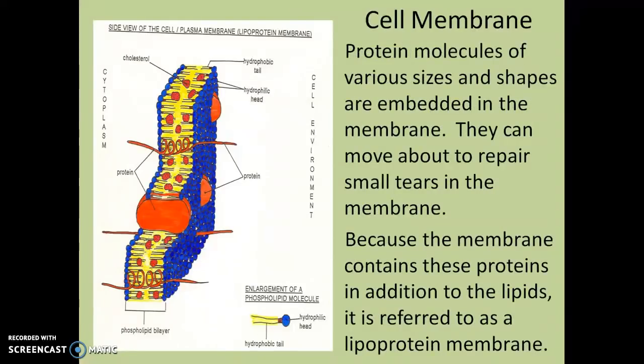The cell membrane does have proteins embedded in it, which we'll talk about more next chapter. They aid in getting materials across the cell membrane. Because the membrane has these proteins in addition to lipids, the cell membrane is often referred to as a lipoprotein membrane. So lipo for our phospholipids and protein for our proteins that are embedded here within the cell.